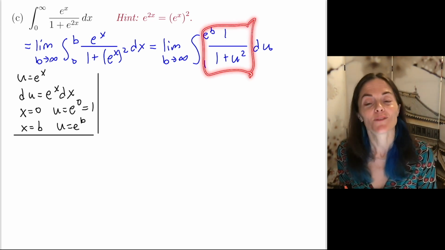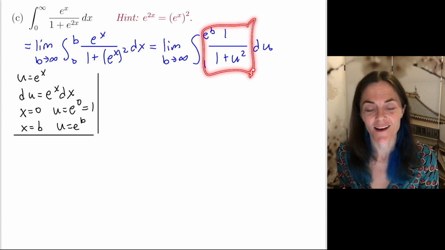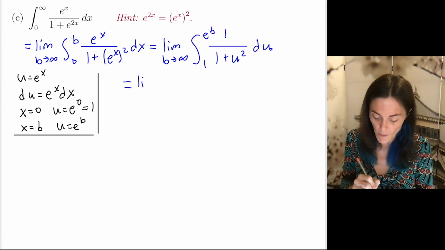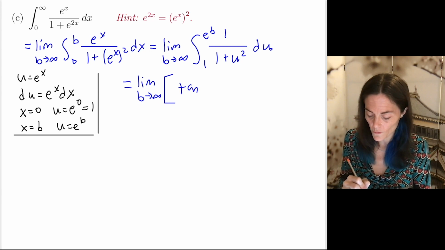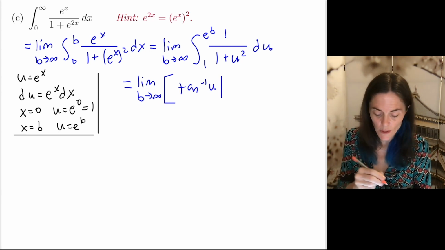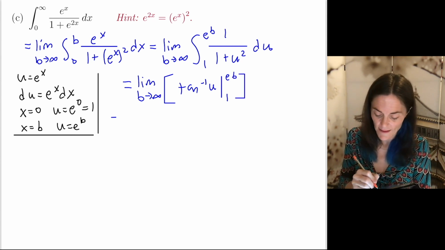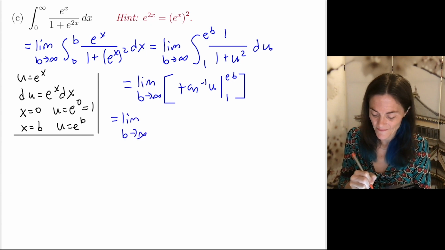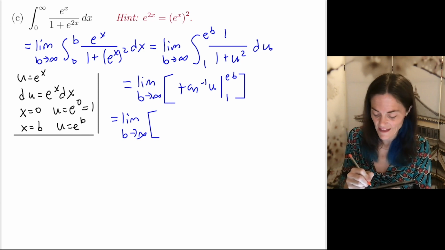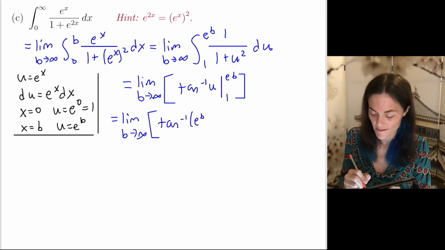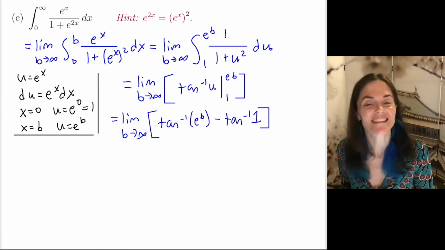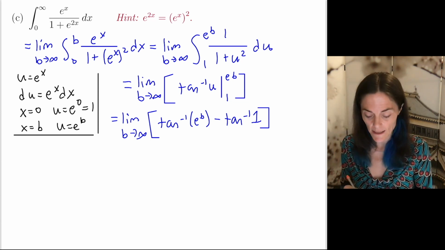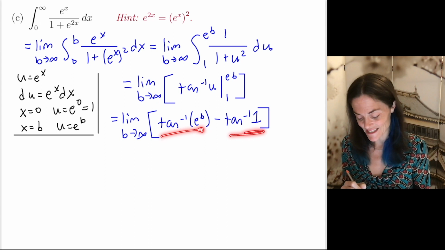This is the tan inverse here. An antiderivative for 1 over 1 plus u squared is tan inverse of u. This is the next step. This would be a limit as b goes to infinity, just like I said, we have tan inverse of u, and then we evaluate between 1 and e to the b. And this becomes what we see here, a limit as b approaches infinity, tan inverse of e to the b minus tan inverse of 1.